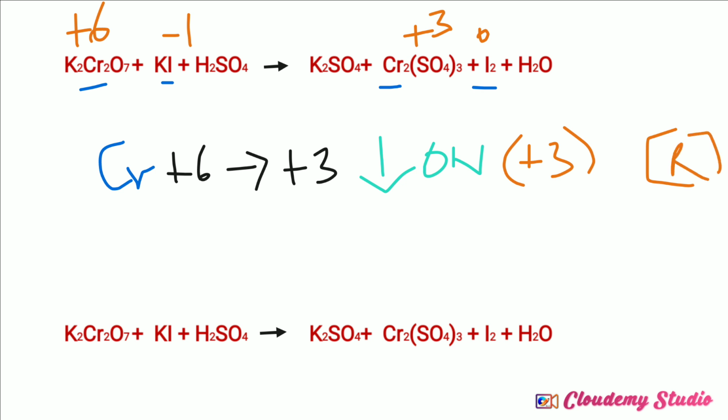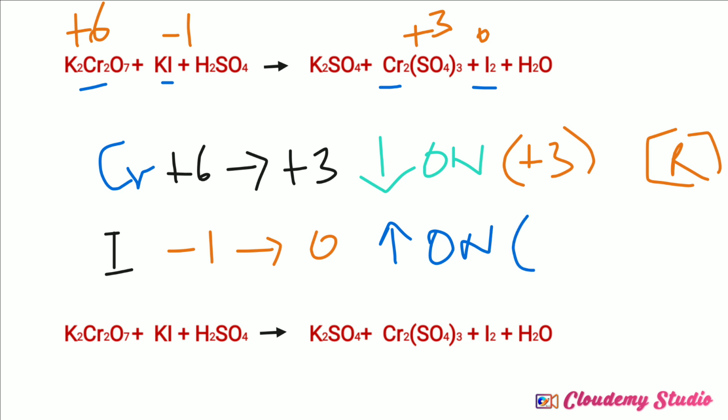The next change is for the iodine atom, its oxidation number changes from minus 1 to 0. So here an increase in oxidation number takes place. How much does the oxidation number increase? By 1. So this is an oxidation reaction.